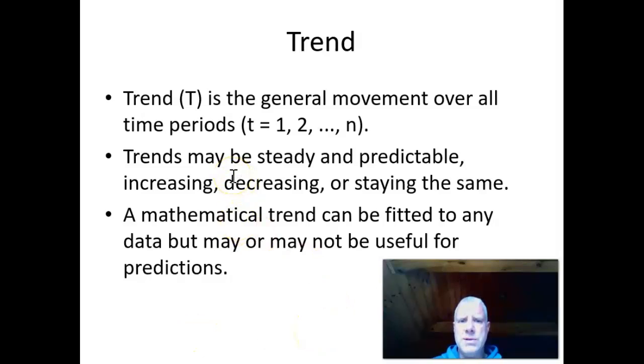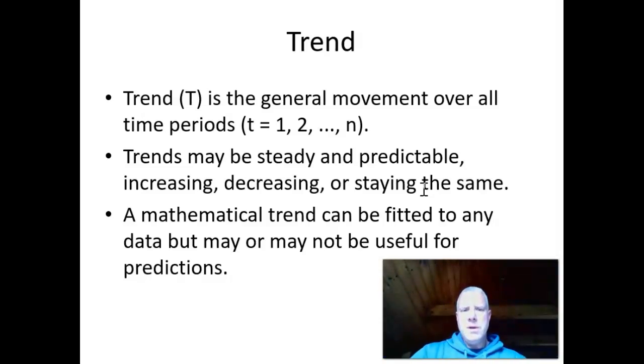So trends can be stable, okay, steady and predictable. Trends can be increasing, decreasing. They can be flat. Time series lines can be flat, or that's when the variable stays the same over time.